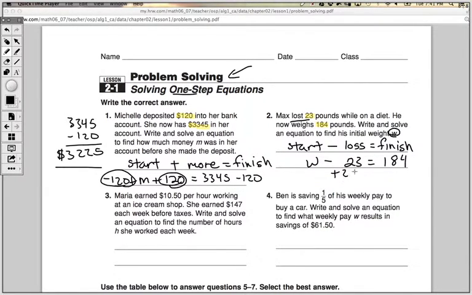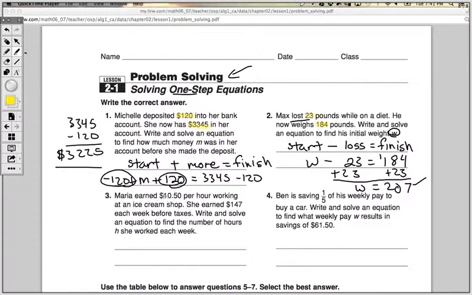Let's see how much he weighed before. Well, we would add that 23 pounds back to see what he started with. And the W would come out to be, it looks like, 207. There you go. Piece of cake. All right, next, let's just keep going on. We're on a roll here.